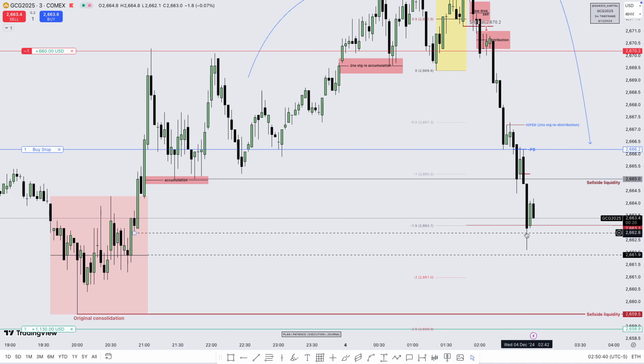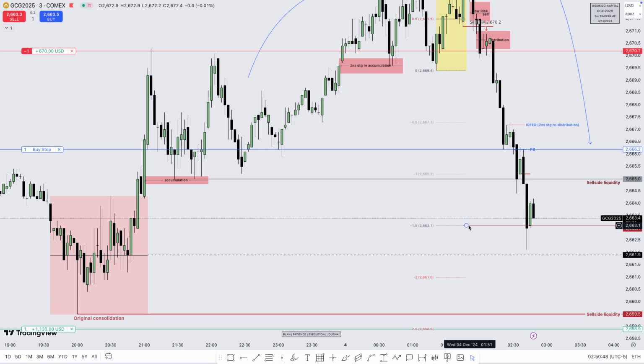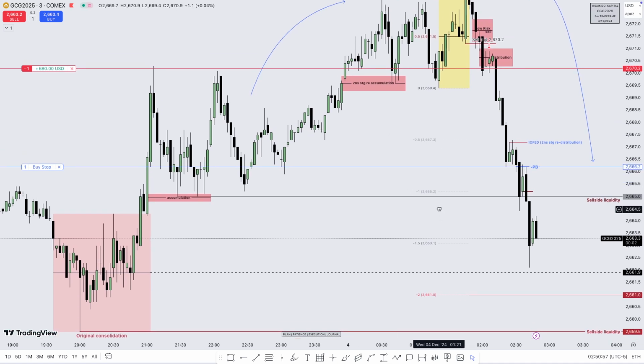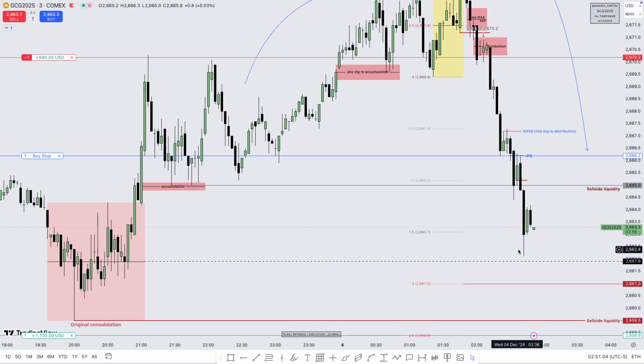I'm aware that it failed to close inside the fair value gap right there, but at least it stayed below the negative one standard deviation. So that kind of gives me confidence to say, no, I think -2 is next. -2 standard deviation is definitely next. Let's go. And then from there, I'll be close to the original consolidation lows.